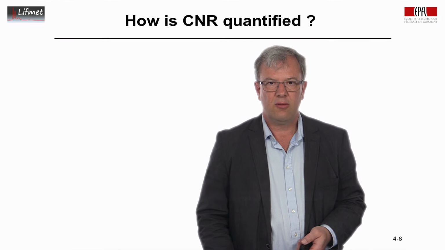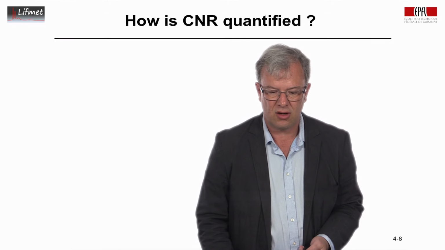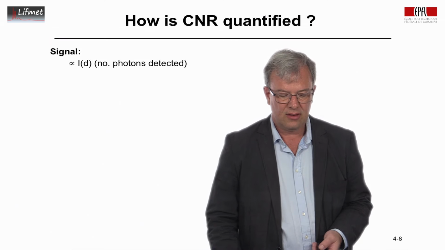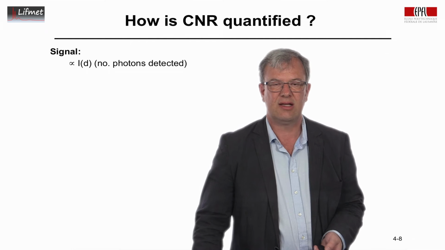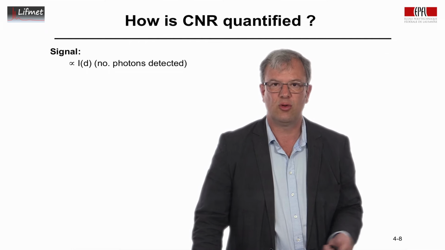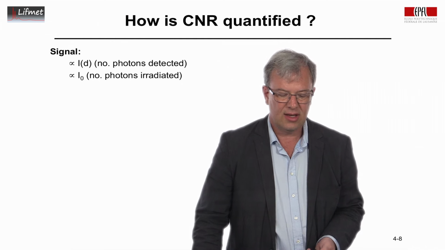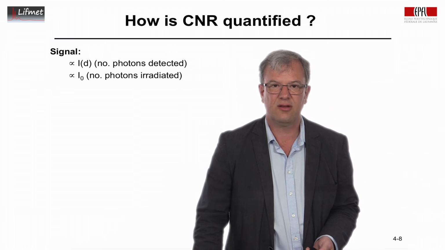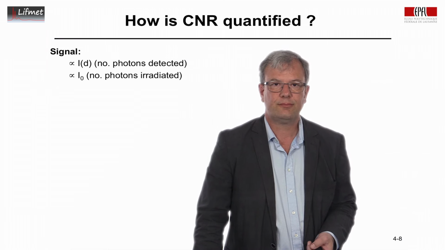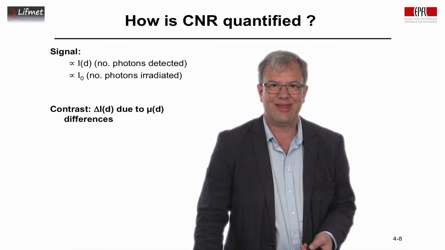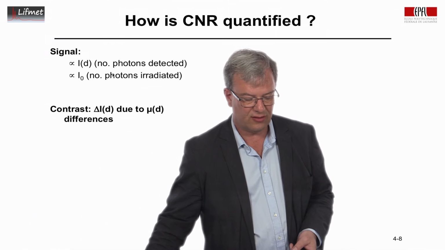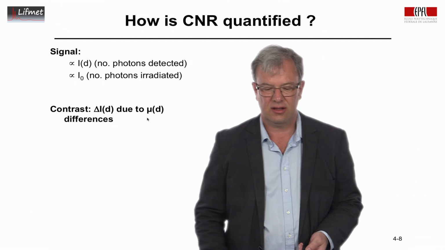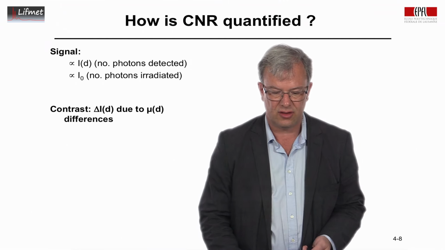Now, we will talk about the quantification of contrast to noise ratio. How is this now quantified? The signal is proportional to the intensity as a function of a distance, so it is proportional to the number of photons detected. It is therefore also proportional to the number of photons with which we irradiate the subject. And so the contrast that we get is actually a change in the photon numbers, delta I, as a function of distance due to differences in the linear attenuation coefficient.